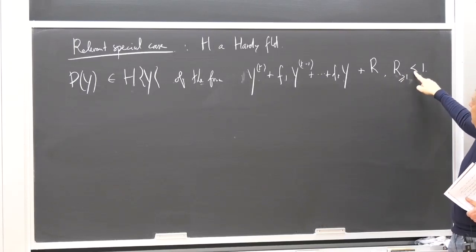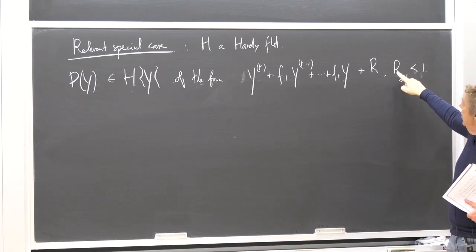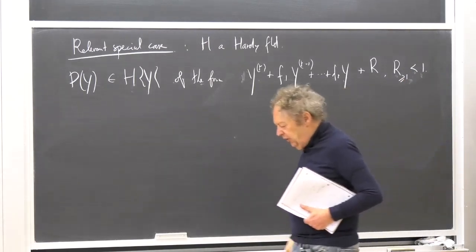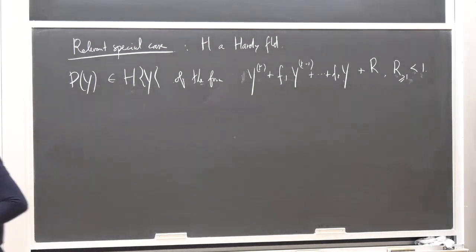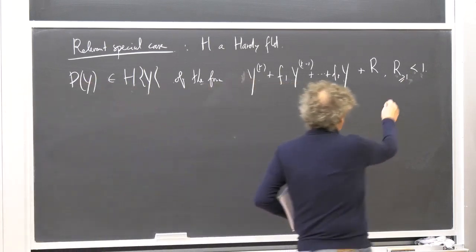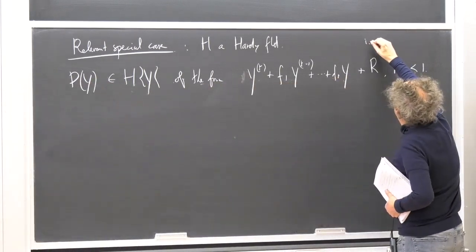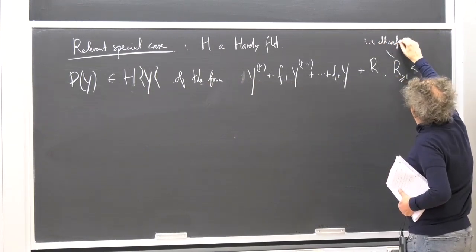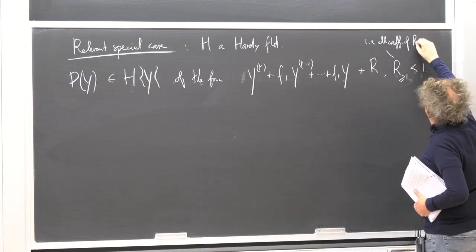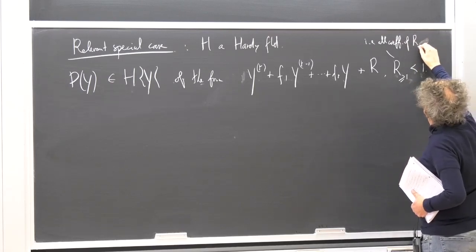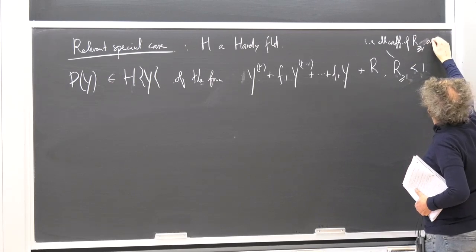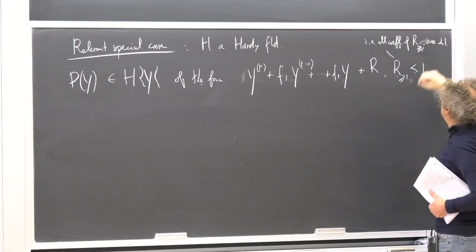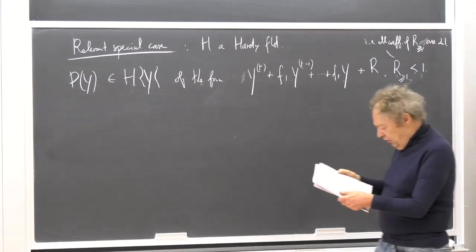What do I mean with this notation? Since R is, of course, a differential polynomial and not an element of H, I mean all the coefficients, i.e. all coefficients which are elements of H, of R greater than or equal to 1, R infinitesimal, right?